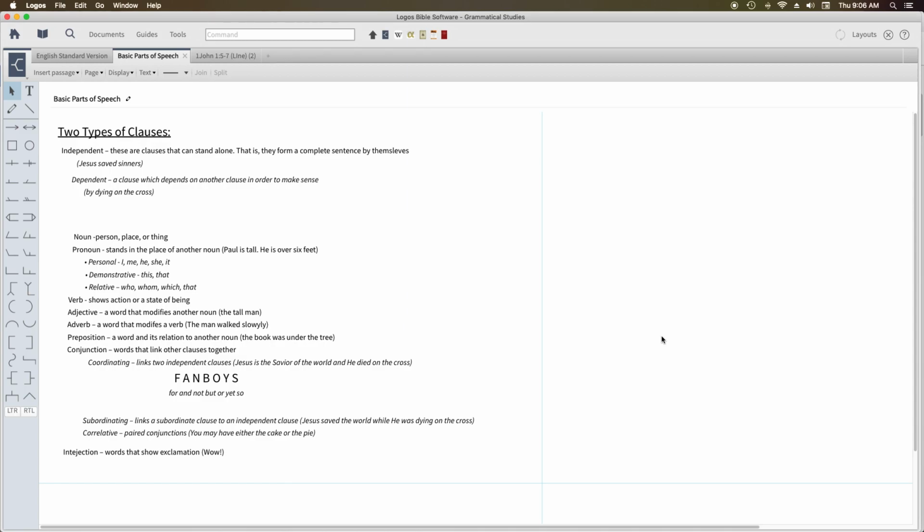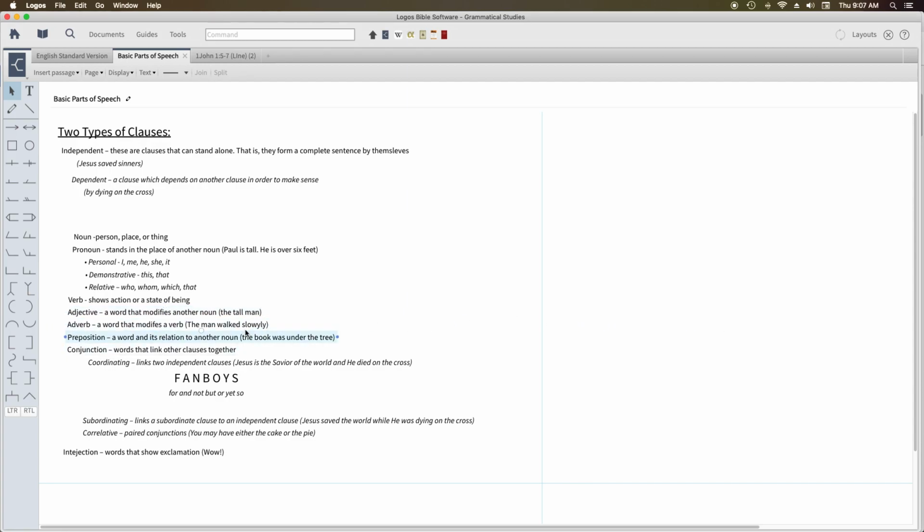Let's take the sentence, the man walked slowly. The word slowly is describing for us, telling us how the man walked. Most English adverbs are going to have the ly on the end to tell us that, but there are other types of adverbs that will not end with a typical ly. But for now, just know that most of them are going to end in ly.